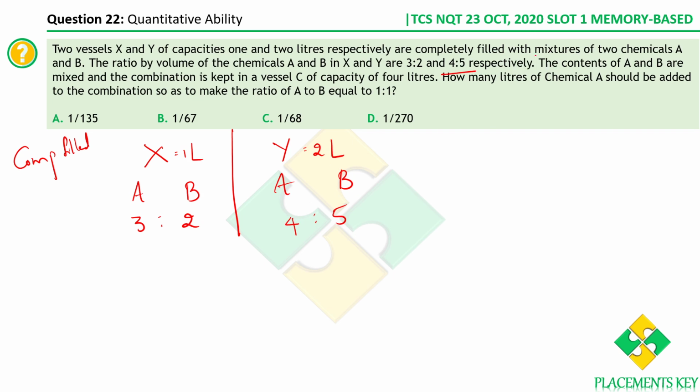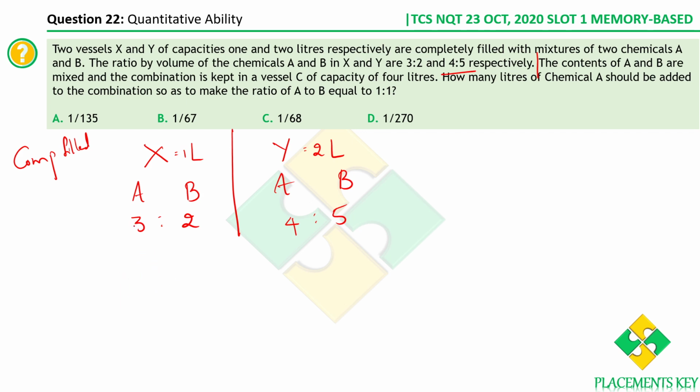Let's compute till here. There are two vessels X and Y, and in each of the vessels we have two chemicals A and B. In this case it is 3:2. In this case it's 4:5. Now what is the volume of A in the first vessel? It is 3 parts out of total 5 parts into 1 liter. Let me repeat. How do we get this?